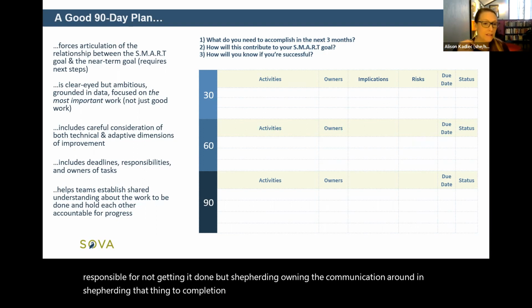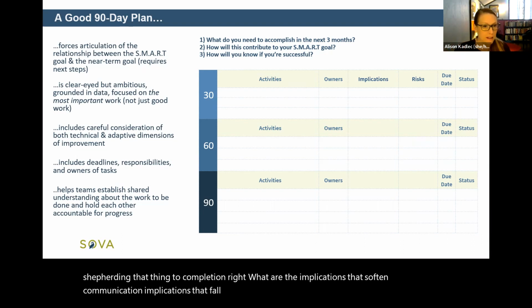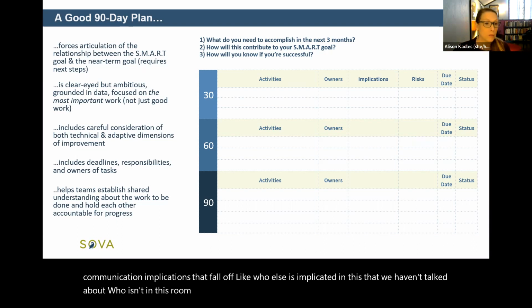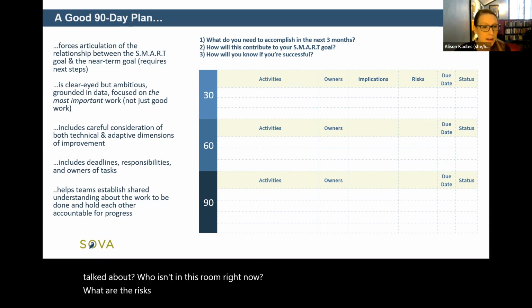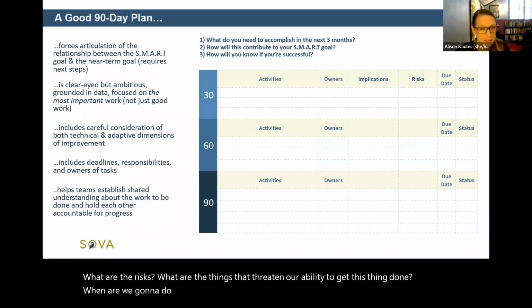What are the implications? That's often communication implications that fall off. Like, who else is implicated in this that we haven't talked about, who isn't in this room right now? What are the risks? What are the things that threaten our ability to get this thing done? When are we going to do it? And what's its status, right? So it could not be more simple.